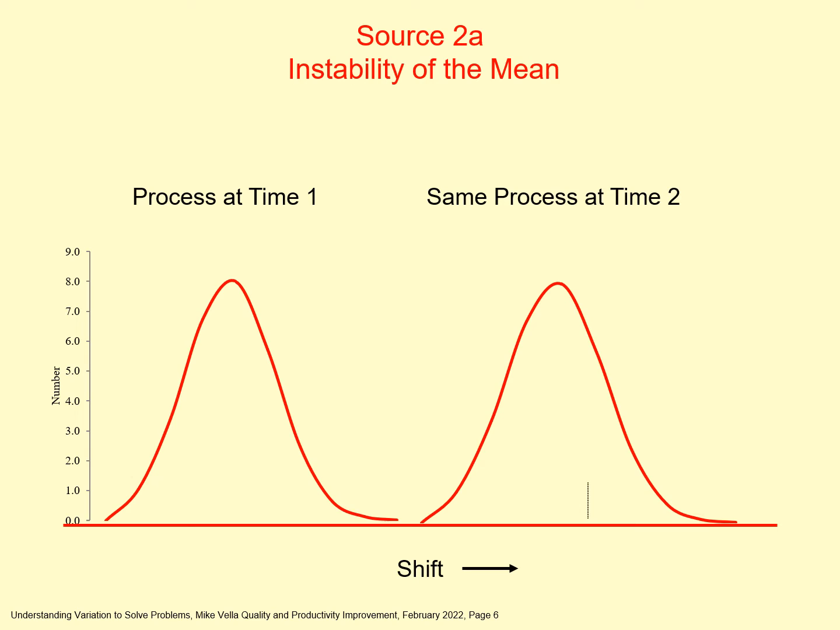Instability of the mean is when the mean changes over time or perhaps because of some other factor like a tooling change or a material change or someone actually changed the settings of the machine. So source 2A of instability is instability of the mean, a shift in the process.